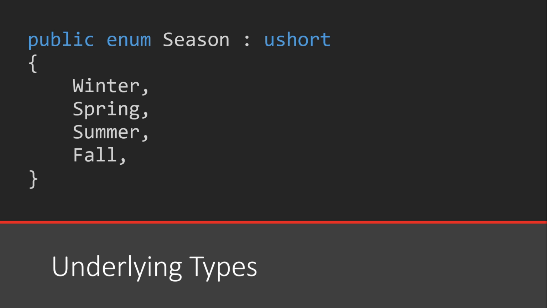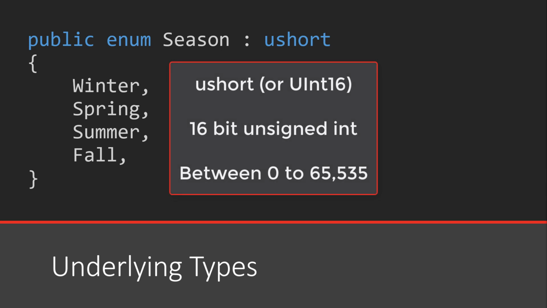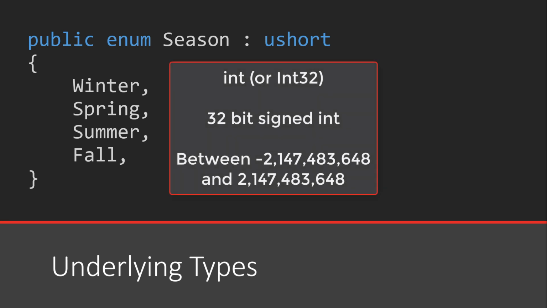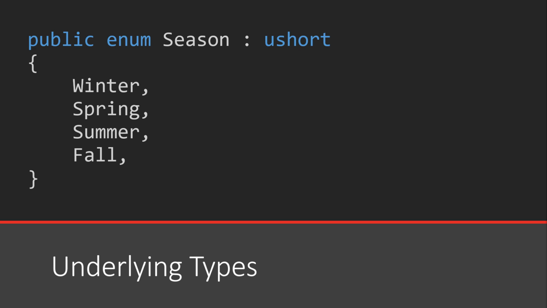In this example, we're using a ushort, which is a 16-bit unsigned integer. Our int type that we use so often in C# is a 32-bit signed integer. Learning more about those is a topic for another episode.